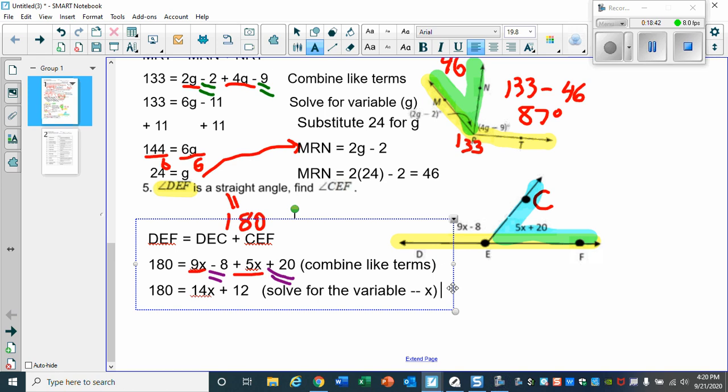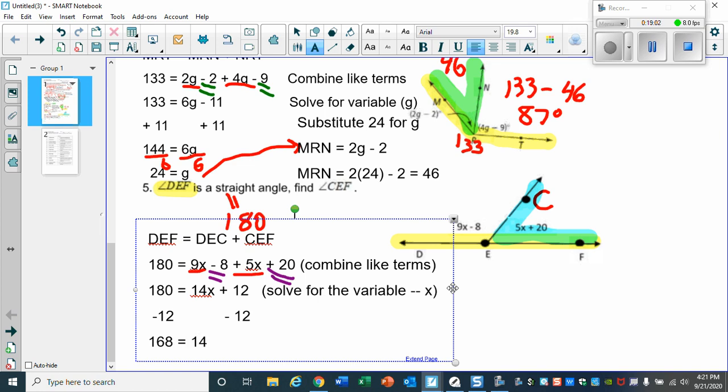So just like before, separate our variable terms from constant terms. That means we subtract 12 on both sides. 180 minus 12 is 168. 168 equals 14x. And then now we do our division. 168 divided by 14 gives us a total of 12.